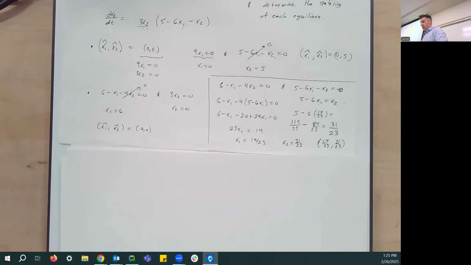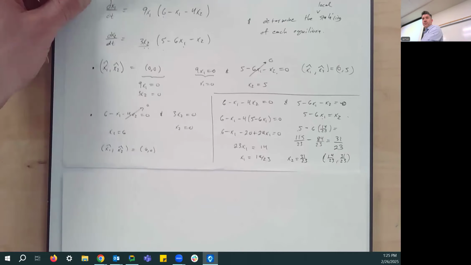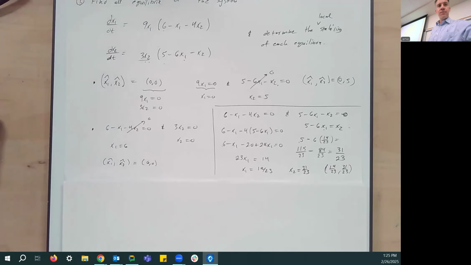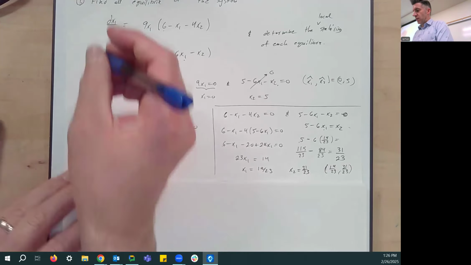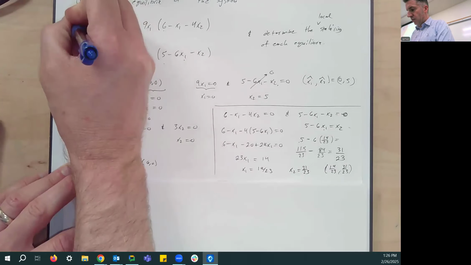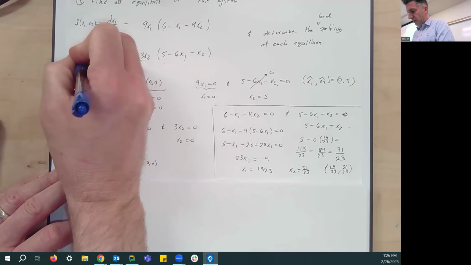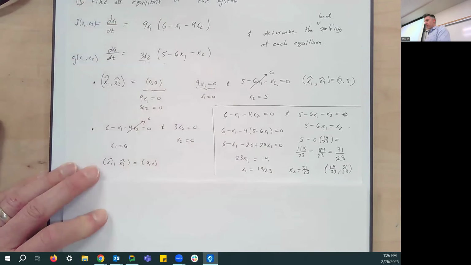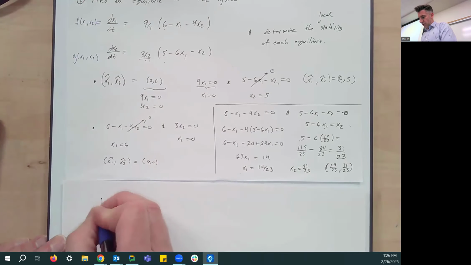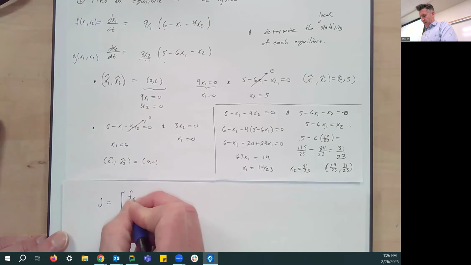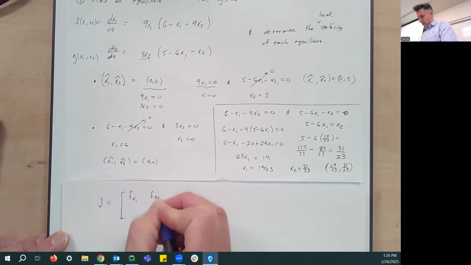So to find the Jacobian, I'll remind you all that we are thinking of this first equation as f of x1, x2, and the second equation as g of x1, x2. And our Jacobian is going to be equal to the 2x2 matrix of partials: f with respect to x1, f with respect to x2, and then g with respect to x1, g with respect to x2.